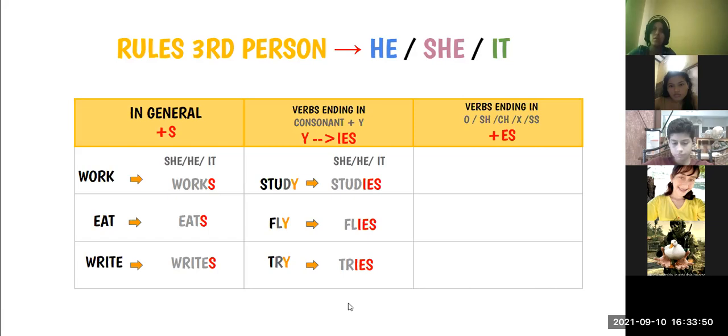Tries, you can talk about tries. What could you say? My mother tries a dress. Okay, my mother tries a dress. Rodrigo, what is your sentence with tries?